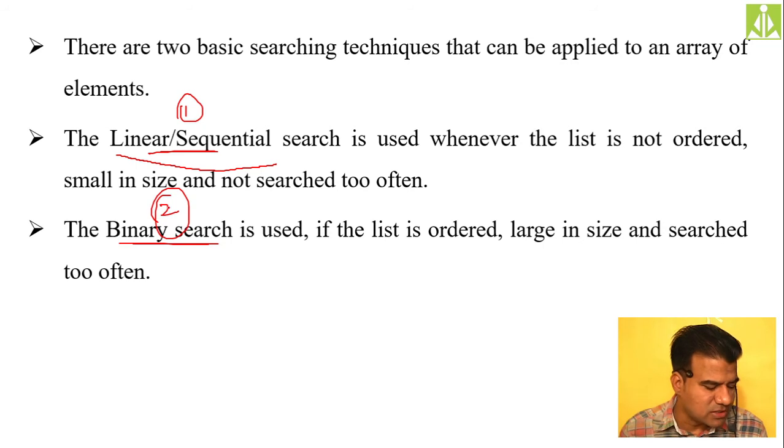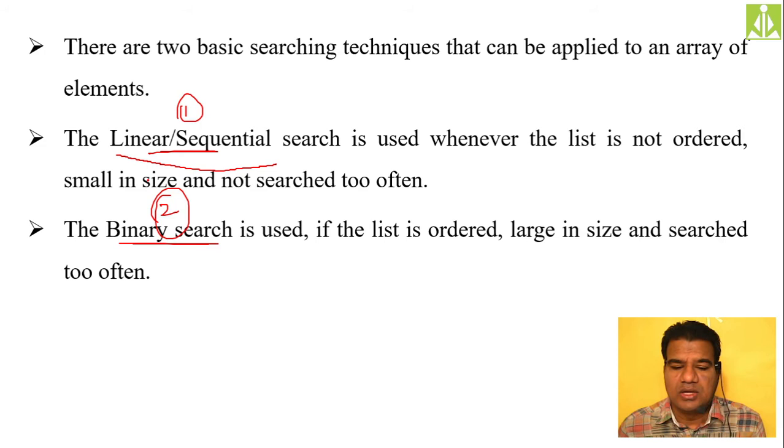Hopefully, if time permits, we'll discuss both, or else we'll discuss only one. So in linear sequential search, whenever the list is not ordered, there are some criteria for when we go for linear sequential search.